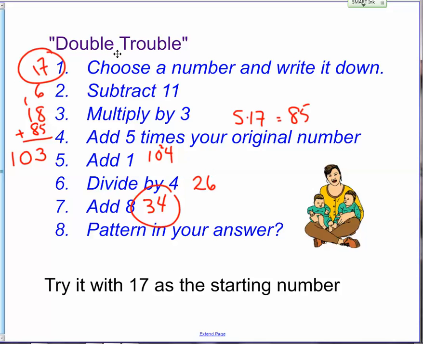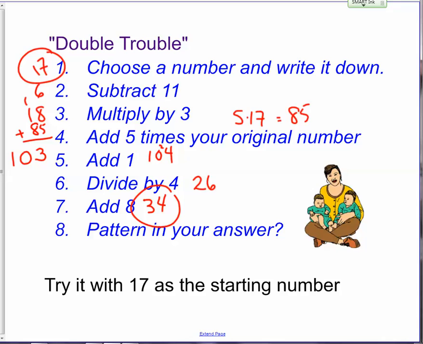So we began by practicing some number puzzles, which are really just algebra in disguise, number tricks. And you guys had to choose a number. You wrote it down. You subtracted 11, multiplied by 3, added 5 times your original number, added 1, divided by 4, and added 8. And there was a pattern in all of your numbers, and that those who did it correctly got twice as much as what they began with. So then we did it with 17, went through all the steps, and we ended up with 34.